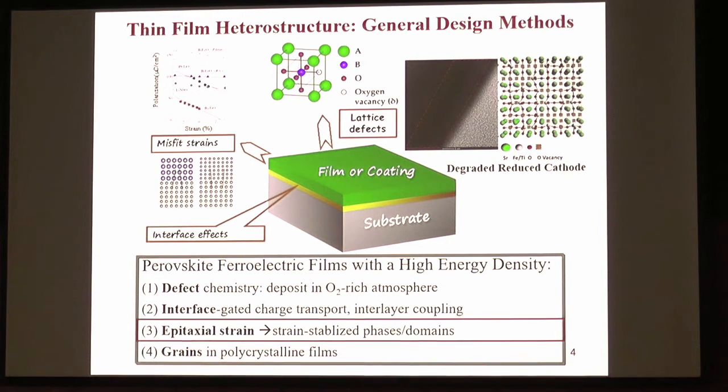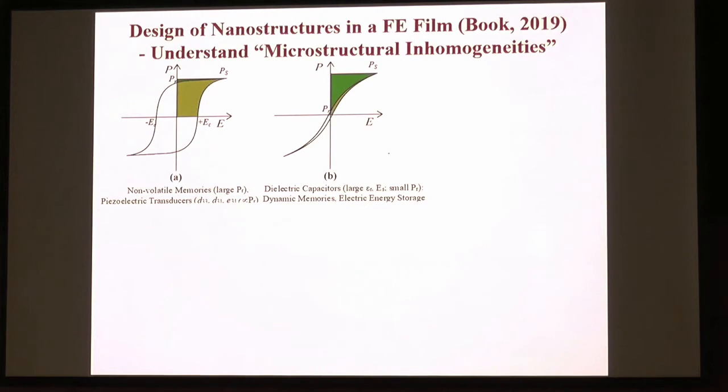So I'm going to focus on the epitaxial strain effect in today's presentation. So we know this hysteresis very much, right? This is ferroelectric, as you can see it. It's good for memory application because you have a very, very large remnant polarization, and it's also good for piezoelectric transducing applications because your piezo constants basically scale with remnant polarization.